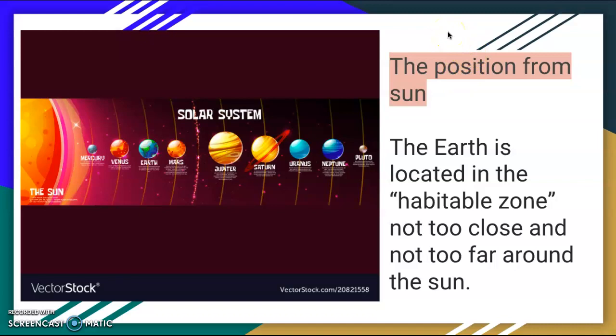The position from the sun is a very important point. The Earth is located in a habitable zone. It means it's not too close and not too far from the sun.